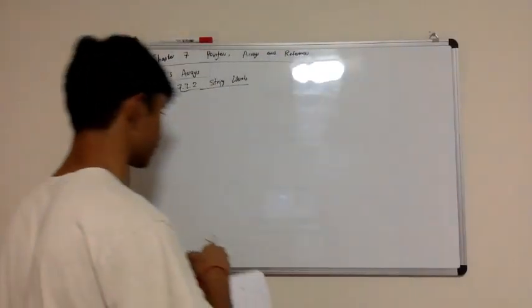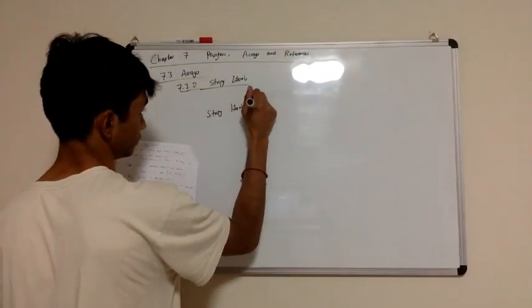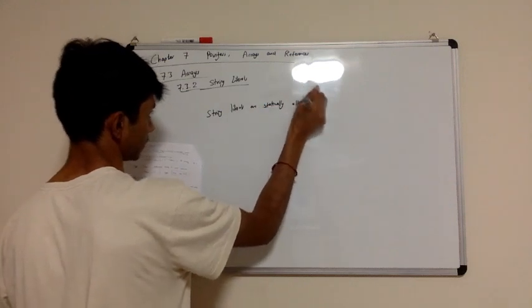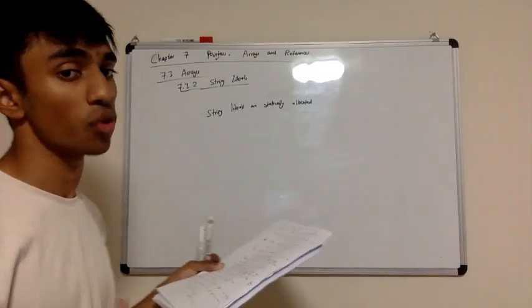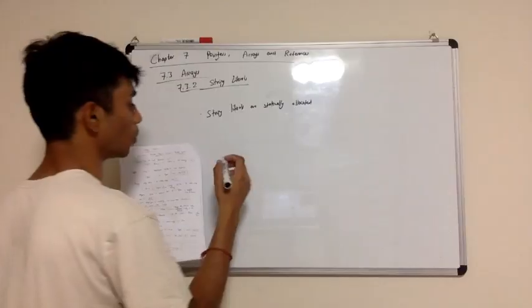So string literals are statically allocated. So what does that mean again? That means that the lifetime of the string literal is always going to be available. It's always going to be alive throughout the entire program. So why is that helpful?